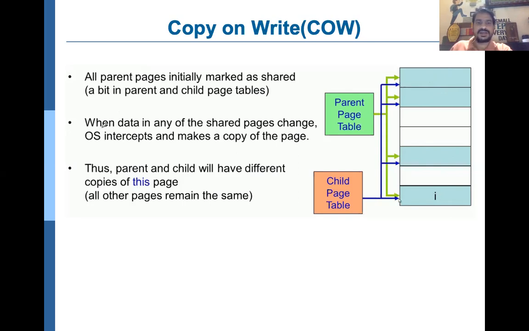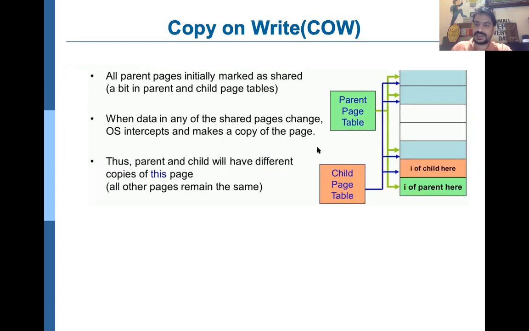Now after that, what will happen is this will be done when data in any of the shared pages changes. The child has changed the data in the shared part. So what will the operating system do? The operating system intercepts and makes a copy of the page. So in the next line, it will make a separate page for the child. You can see here, if a child is doing the modification, it will allocate another page for that particular child. If the parent is modifying, then also it will make a separate copy. Okay, so definitely it is going to make a separate copy of it.